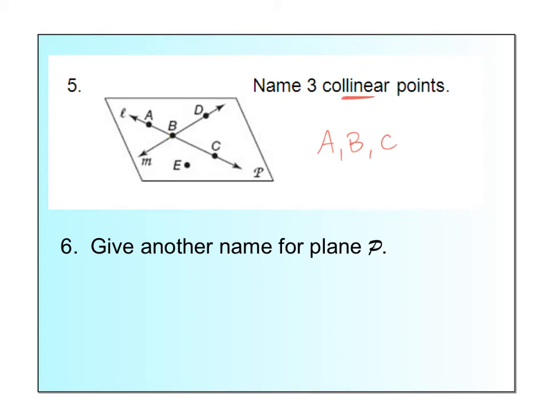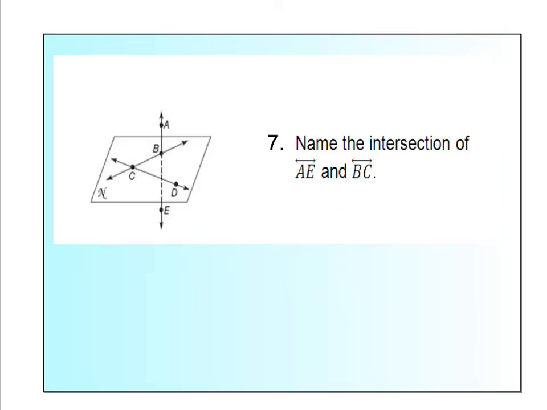And if I could pick 3 points that aren't collinear but that are on plane P, so on the flat surface, maybe I'll pick D, B, and C. Those are all on that plane, so I could also call it plane DBC. Or I could rearrange those letters in any order. I could have used different letters as long as they're not all 3 right in a row, not collinear. Please try number 7 and then check when you're done.